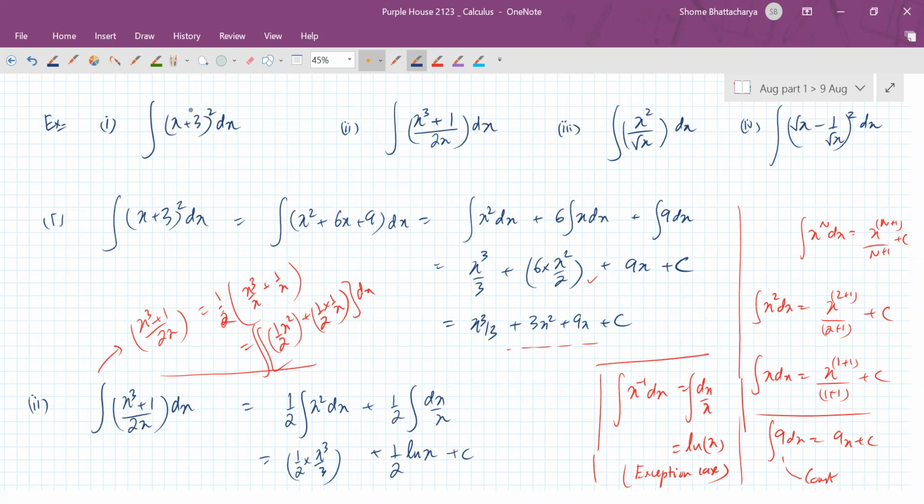For the second one, you have used which properties? Which property have I used? Out of the three, I used the distributive property. x cube plus 1 upon 2x, I have separated out as the sum of two functions. See the above steps which I have written in red now. So it's becoming half of x square plus half of 1 by x. And then I have separated out the two functions. The integration of the sum of two functions is the sum of their integrations. Got it, sir.